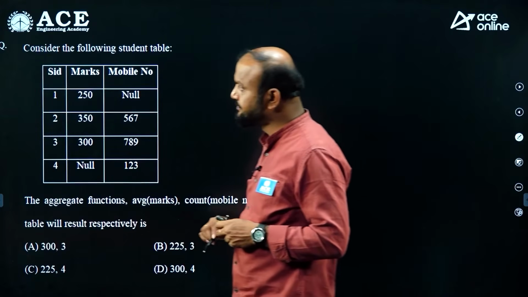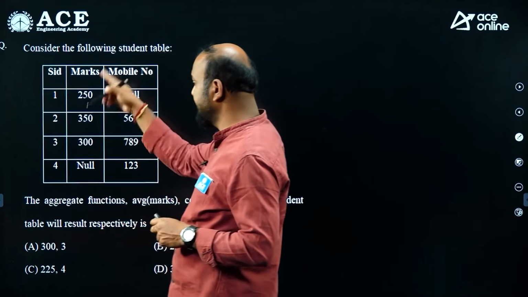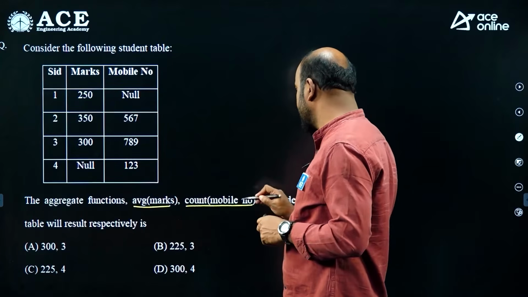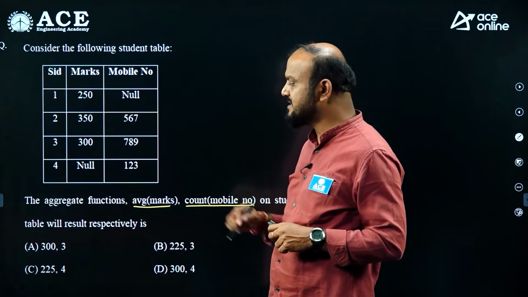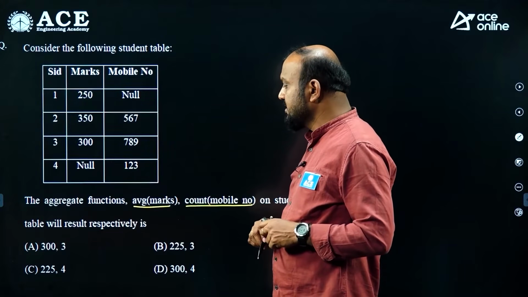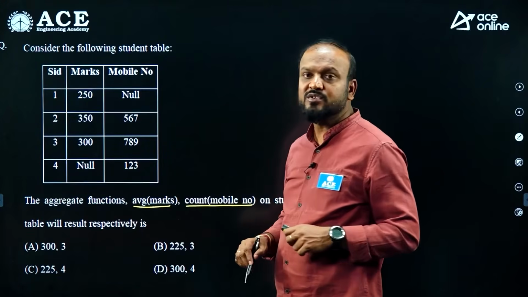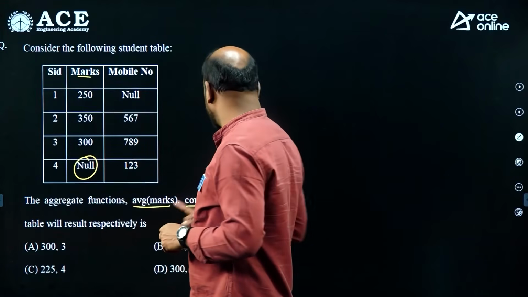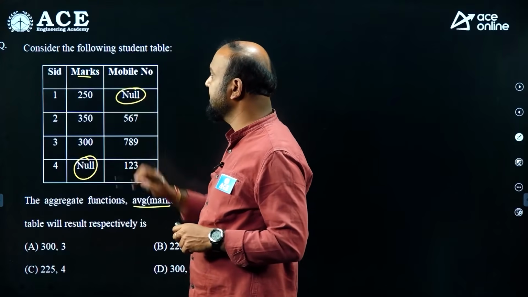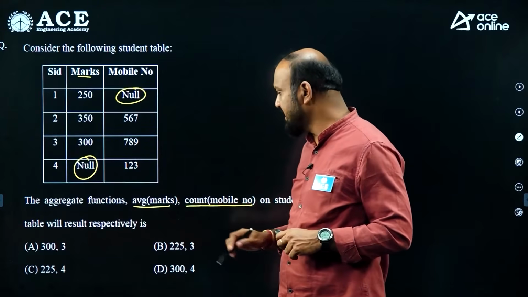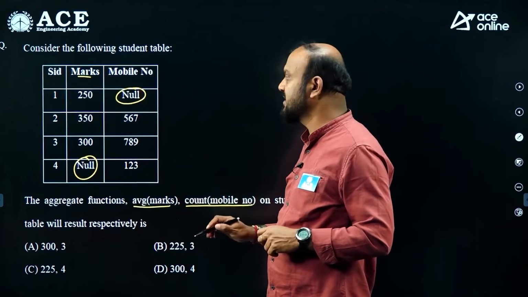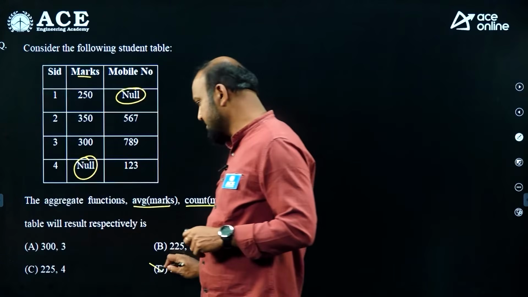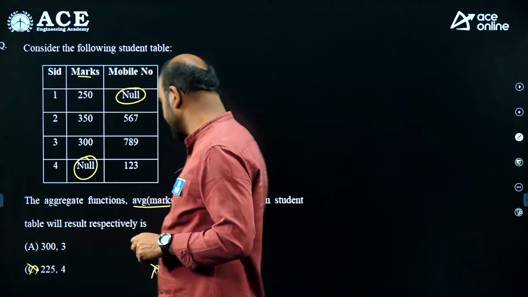Look at here. Consider the following student table. The aggregate functions average of marks and count of mobile number on the student table will present, respectively... We know that aggregate functions ignore nulls. In the marks column, null is there, it is ignored. In the count of mobile number, null is there, ignored. Now count of mobile number will give you the number of values in the mobile number column. 3 values are there. 3 is the count of mobile number. So these two options are wrong.